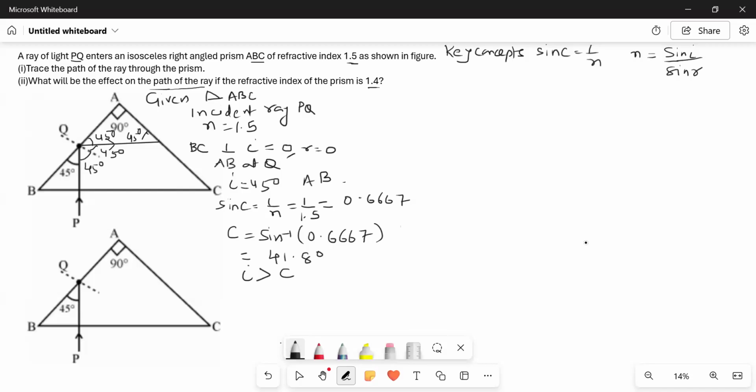Suppose this ray meets the surface AC at point T. At point T, if I draw a normal, then this angle will also be 45 degrees. So the angle of incidence at the surface AC will also be 45 degrees, and the ray is moving from denser to rarer medium, and again the condition of total internal reflection holds. So it will be internally reflected at 45 degrees, and it will go parallel to PQ.